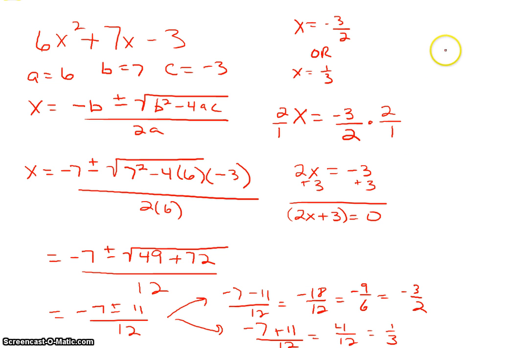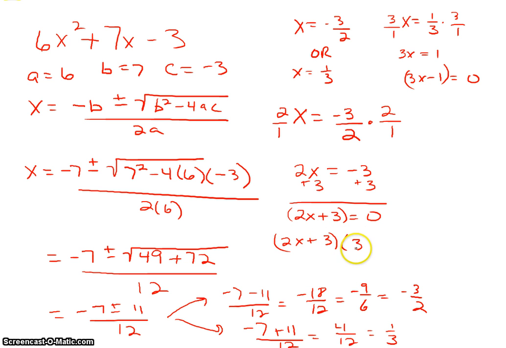Okay? Now let's do the 1/3. So I have x is equal to 1/3. I'm going to get rid of that denominator. 3 over 1, 3 over 1. I have 3x equals 1. 3x minus 1 equals 0. That's my other factor. So now I'm going to check it, 2x plus 3 times 3x minus 1. So 2x times 3x is 6x squared. 9x minus 2x is plus 7x minus 3.